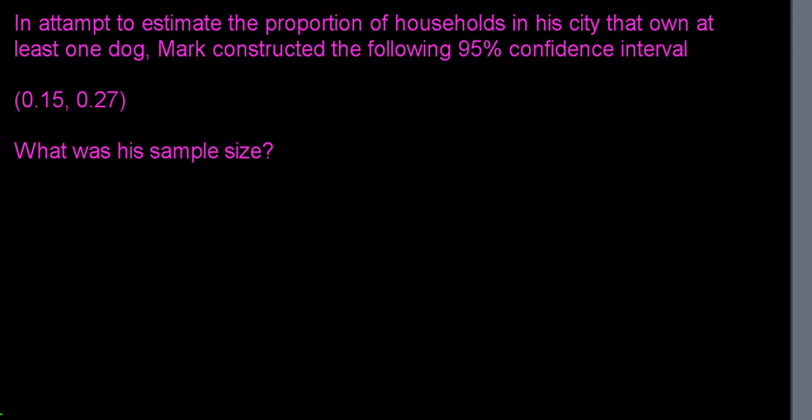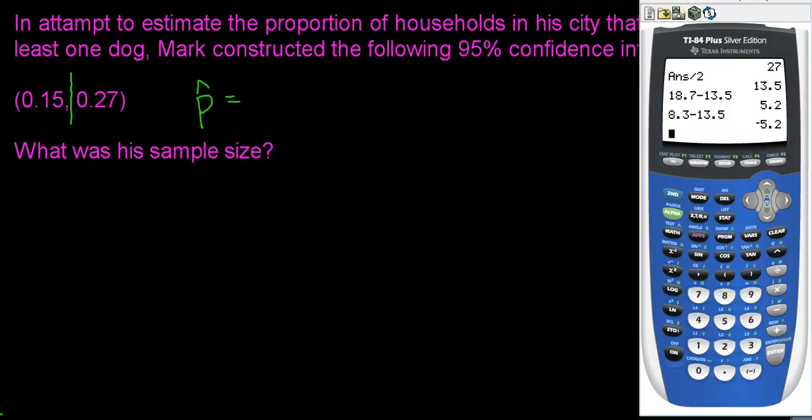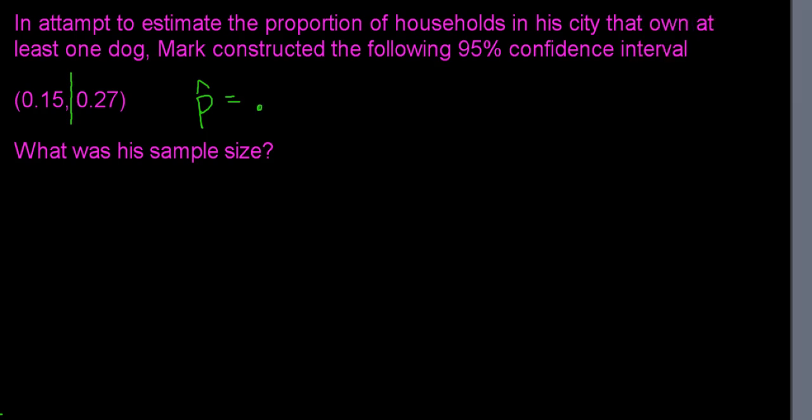All right, now a very popular question, often on multiple choice, sometimes on free response, is, hey, if you know your interval, what was your sample size? This is a great question. All right, this is going to take me a minute to explain, but I need a lot of information first. The first thing I need is my sample proportion, which again should be smack dab in the center. So once again, if I go to my calculator, if I take the 0.15 plus 0.27, add them together, divide by 2, that gets my sample proportion to be 0.21.